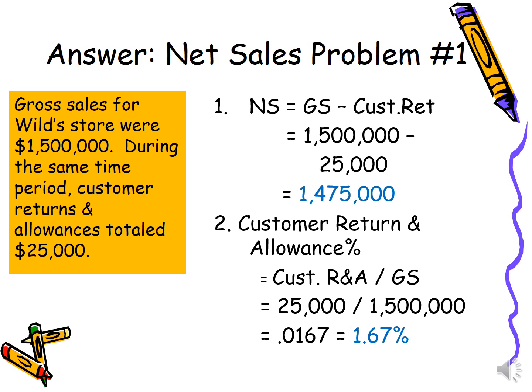Okay, so the first question was asking for a net sales dollar. So net sales is gross sales minus customer returns. It's simple. $1,500,000 minus $25,000 that were given in the problem. So that leads to a net sales of $1,475,000.